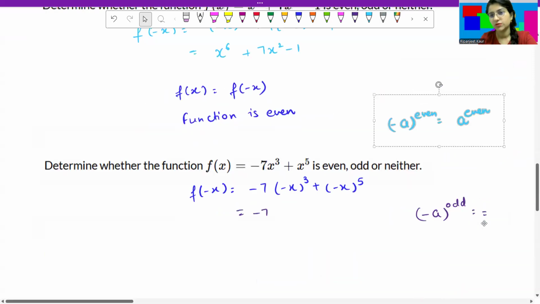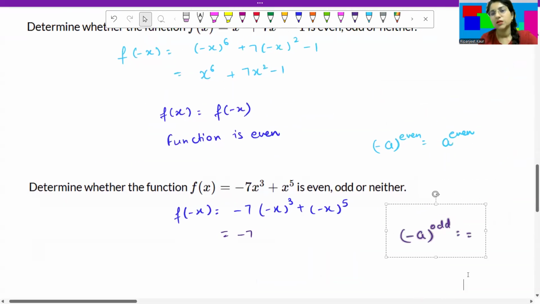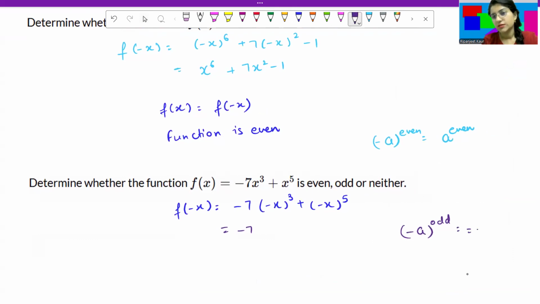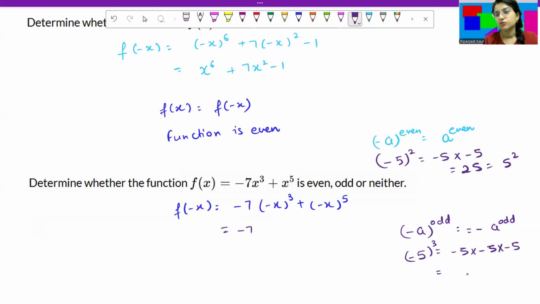So let's keep both of them together. Minus a raised to an odd power gives us a negative, and this gives a raised to that particular odd power. For example, minus 5 raised to power 2 is minus 5 times minus 5, which is a positive number, or we can also say 5 squared. And minus 5 raised to power 3 means minus 5 times minus 5 times minus 5, so this is going to be a negative 125, or we can say negative of 5 raised to power 3. Any question in this part?